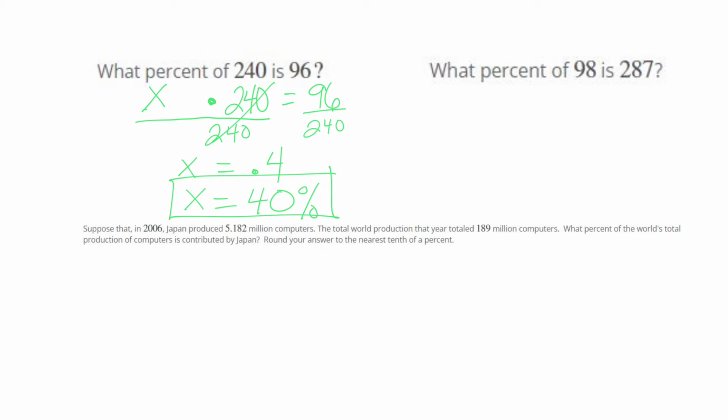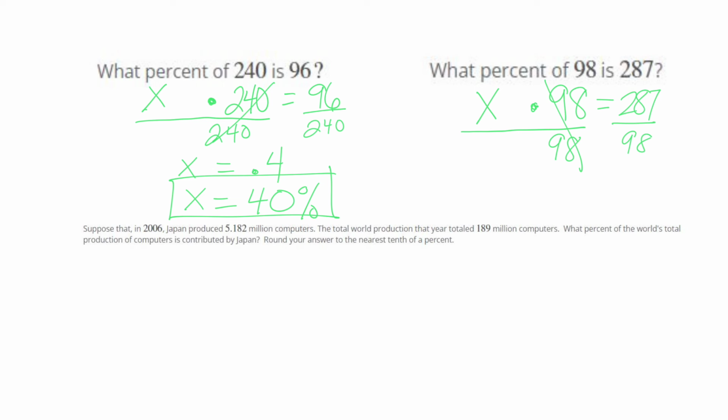All right, let's try another one. It actually looks like it's set up the same way. What percent of 98 is 287? Okay, so what jumps out at me, I'm looking at a percent of 98, and somehow or the other, I'm going to end up with a bigger number. So what does that mean to you for your X, for your percent? If you're going to end up with a bigger number, that X is going to be larger than the base value of 98. Let's see what we get.